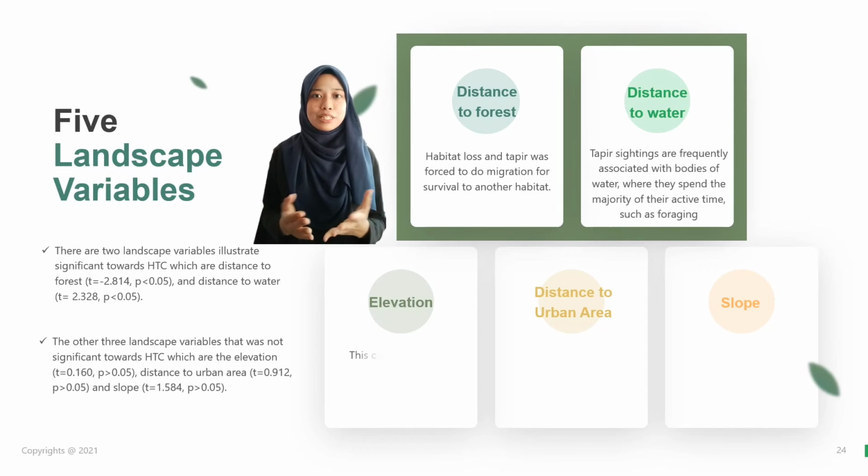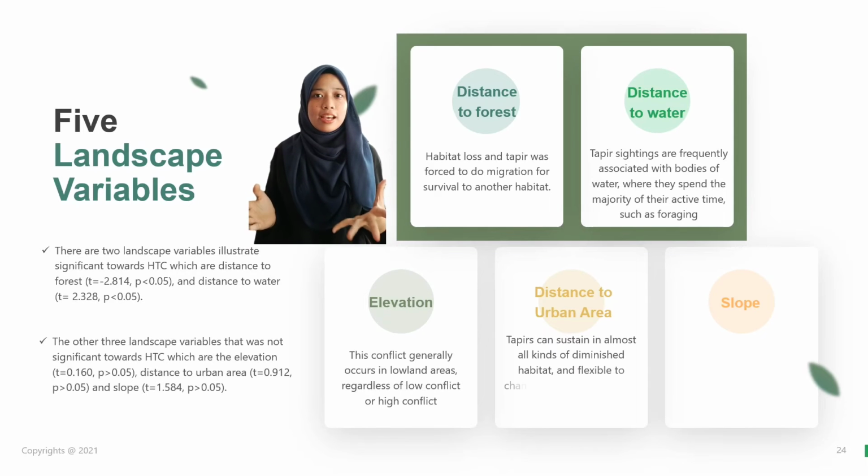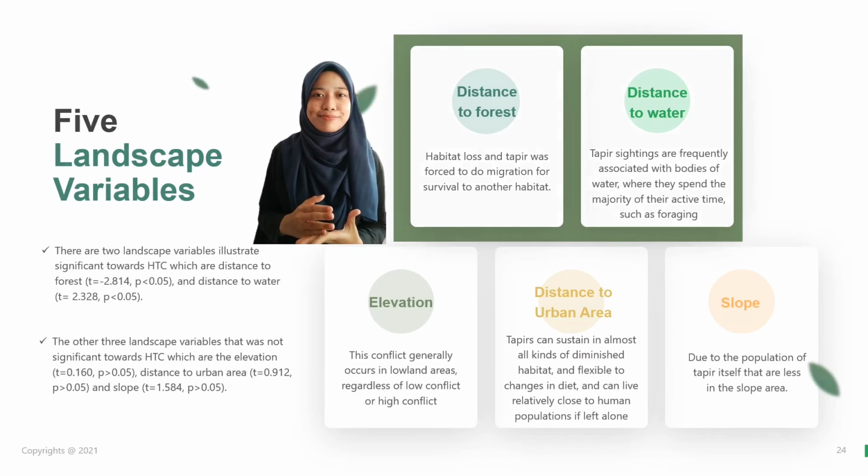Elevation does not influence the conflict, as this conflict generally occurs in lowland areas regardless of low conflict or high conflict. Distance to urban area also is not significant, as tapirs can sustain in almost all kinds of diminished habitats and are flexible to changes in diet, and can live relatively close to human population if left alone. Lastly, conflicts were not affected by slope due to the population of tapir itself being less in the slope area.